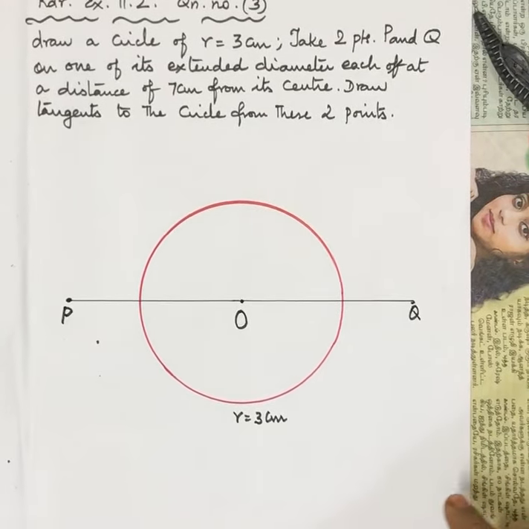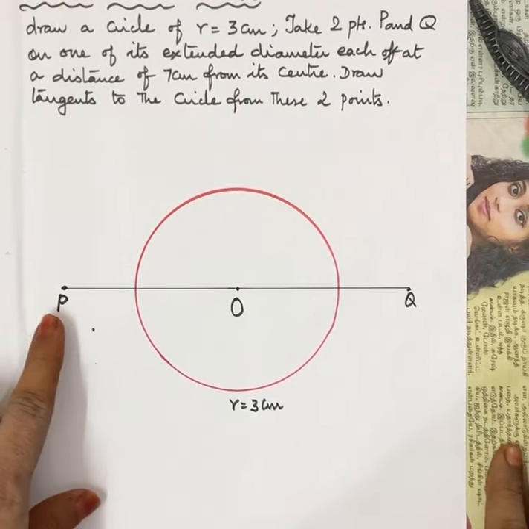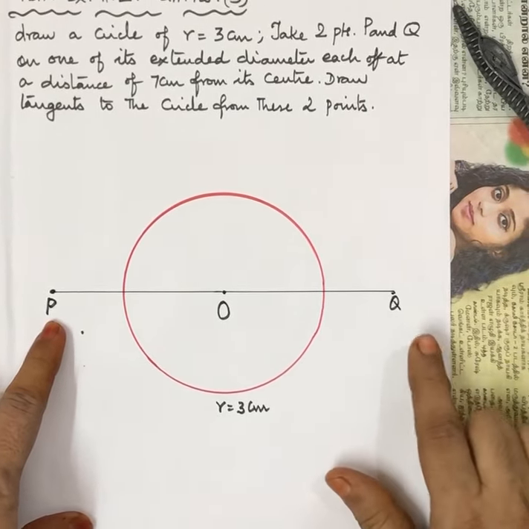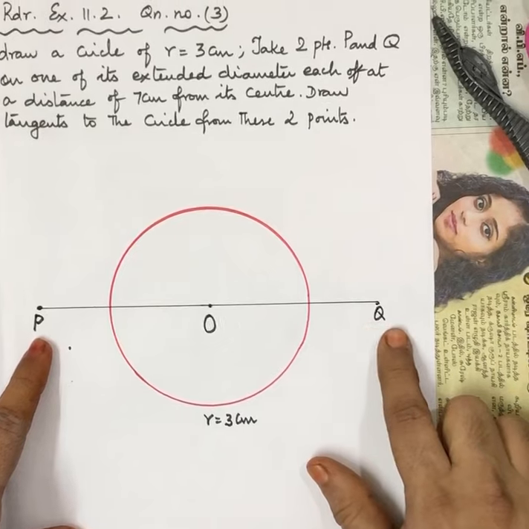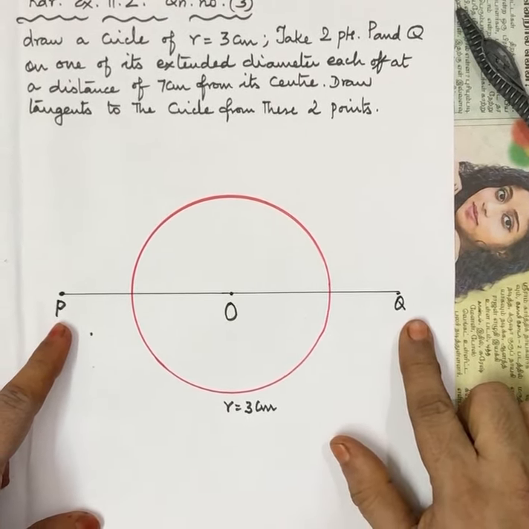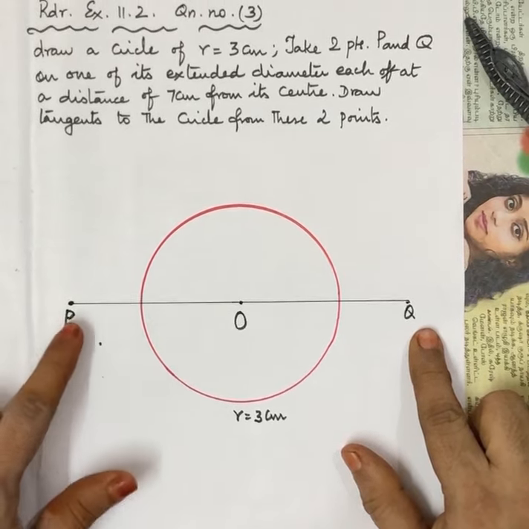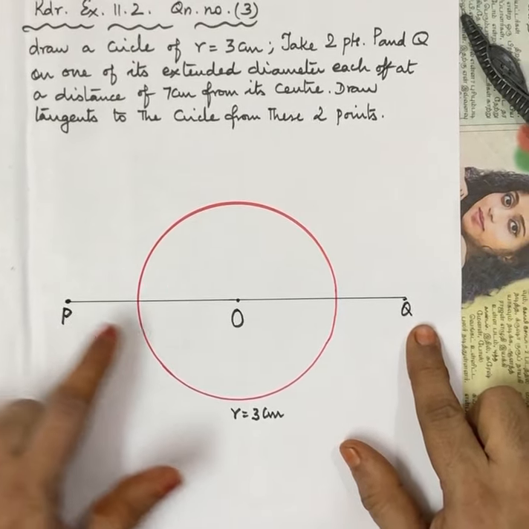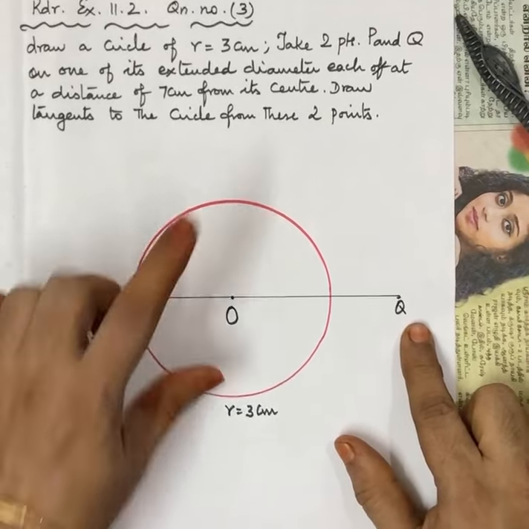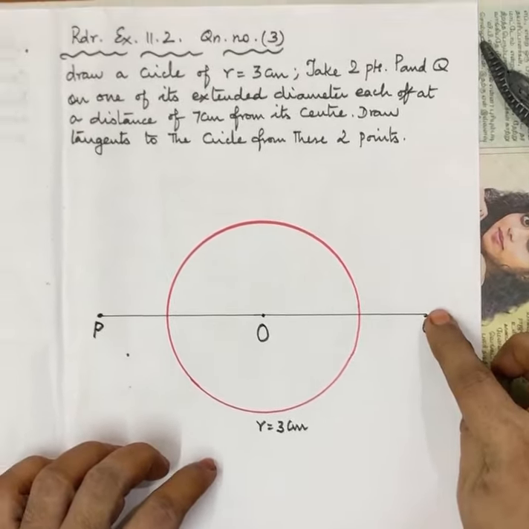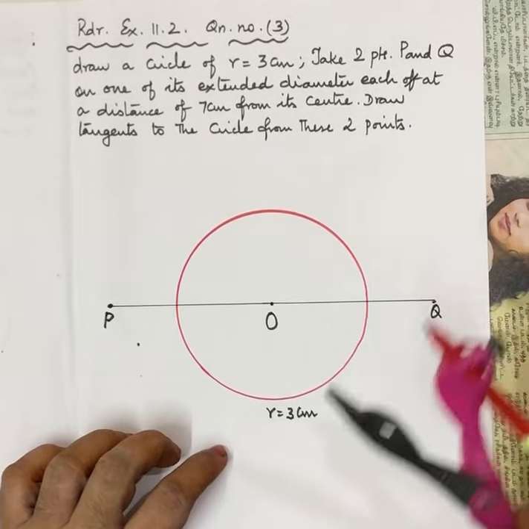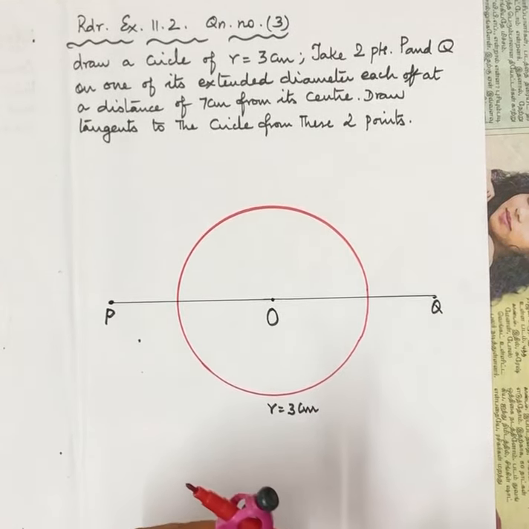Now for the circle, the point P is an exterior point, point Q is another exterior point. According to theorem 2, what it says, from an external point we can draw 2 tangents to the given circle. Same way this is another external point. From here you are going to make 2 tangents. Construction of tangent is similar.